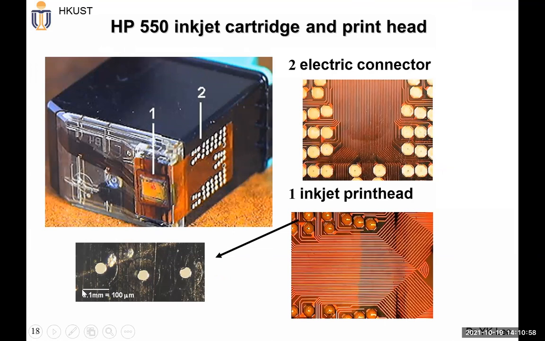Here I can show you, if you look under the optical microscope, the typical size is about 100 microns. That's why it's called micro, right? This kind of nozzle, right?